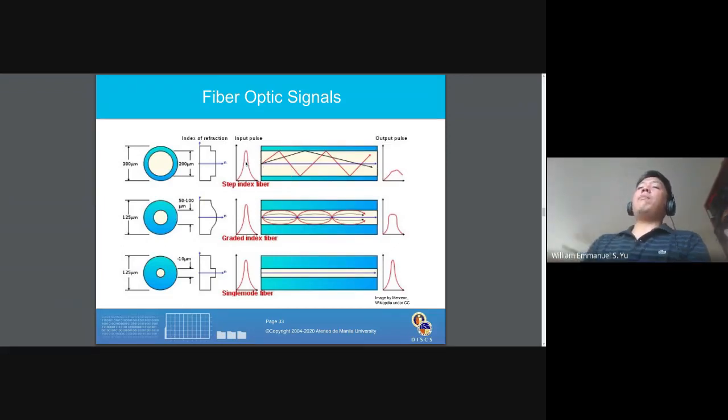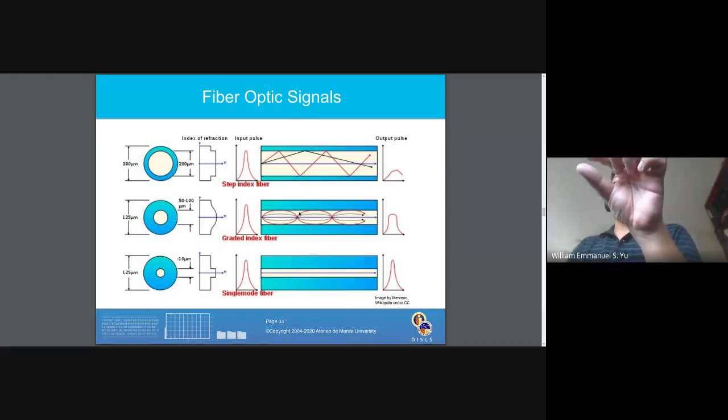So therefore, the input pulse can be very high, but the output pulse is less because it has bounced off many times already. Now, if I make the fiber optic thinner, so this is 200 microns, if I make it about 50 to 100 microns, it becomes graded. The signal that comes in is, of course, strong. We will always make it as strong as possible. But instead of a sharp bounce, it's a graded bounce.